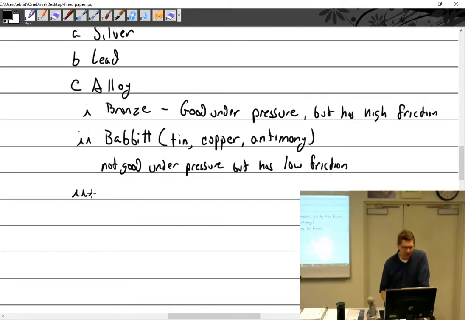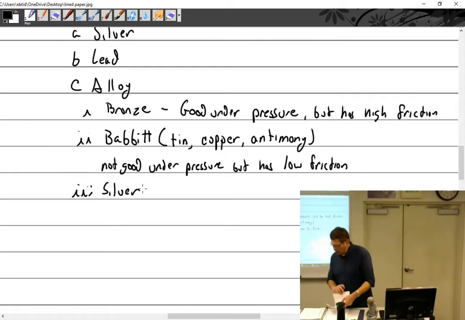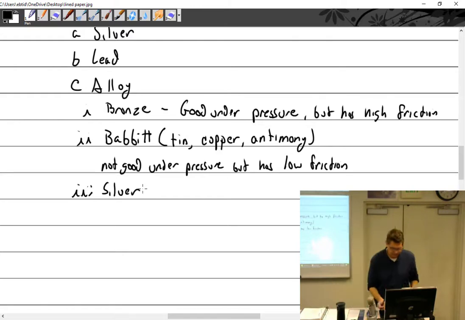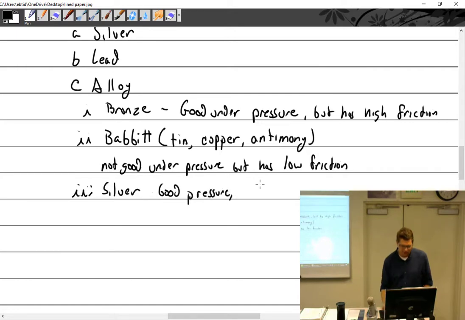Like I said, there's silver: good under pressure, a good heat conductor, but its friction qualities are not dependable. Good under pressure, and not dependable in friction.